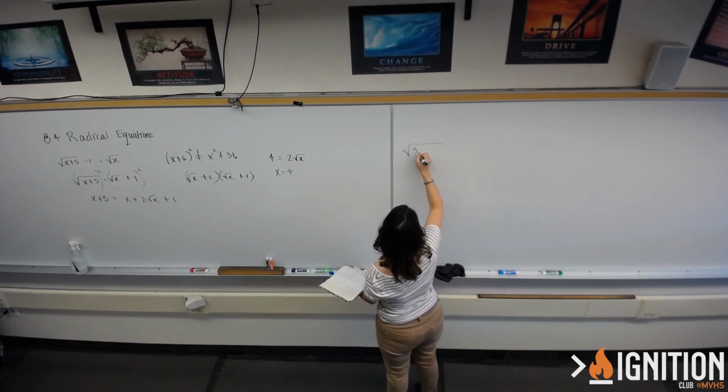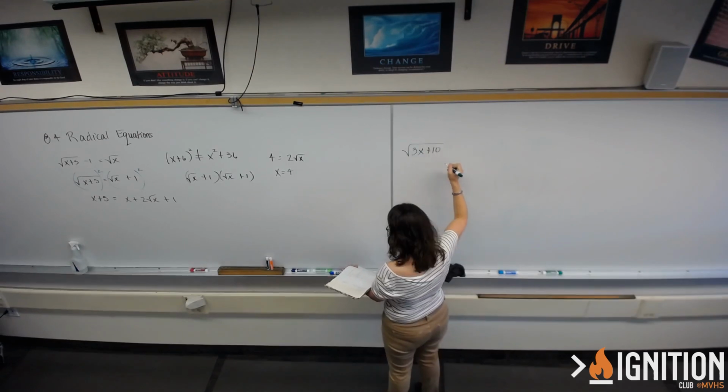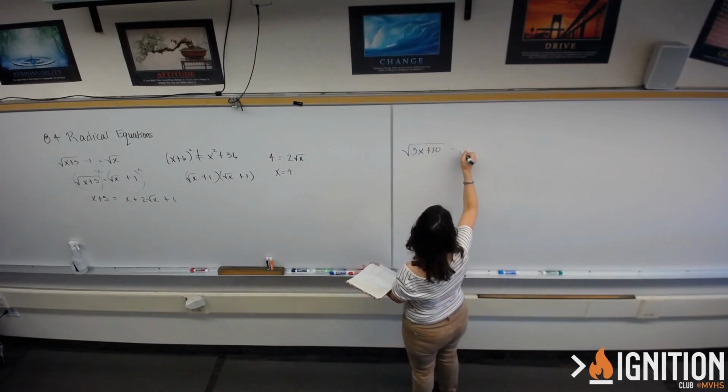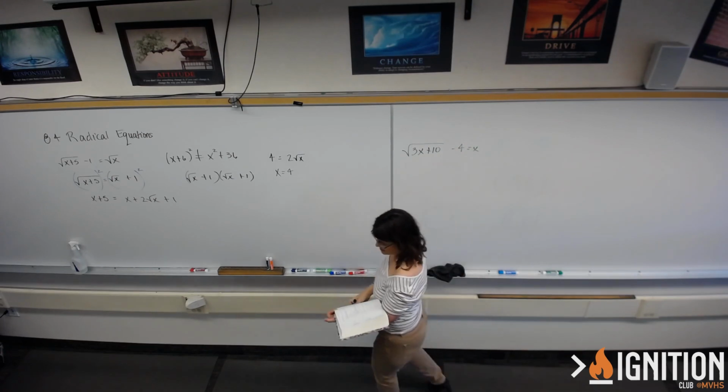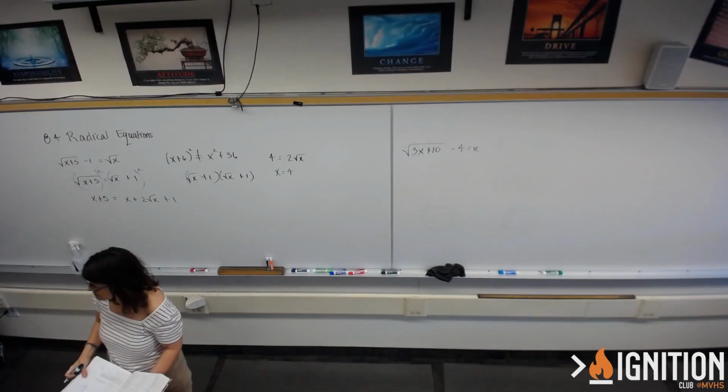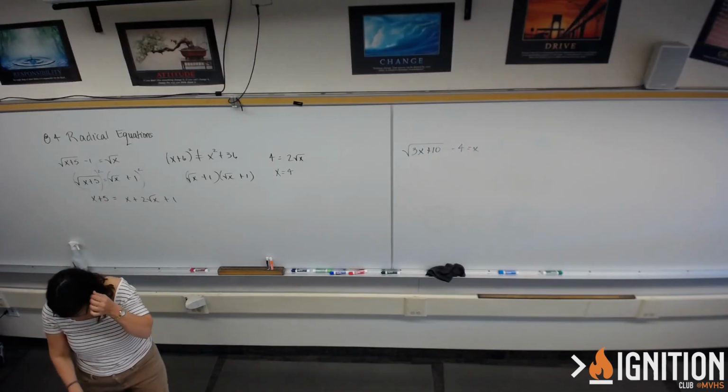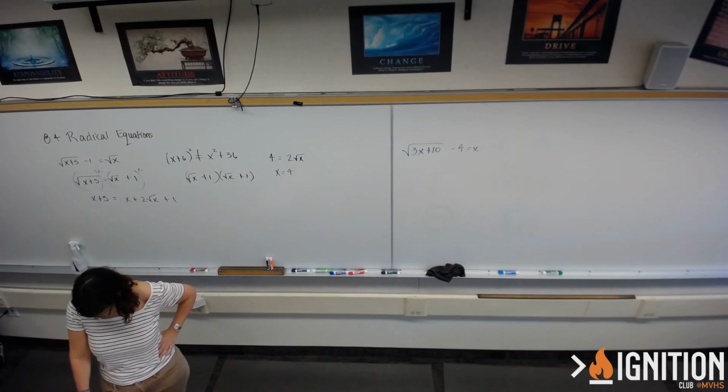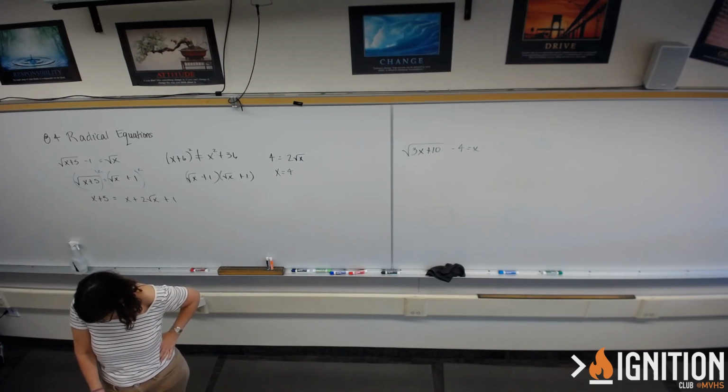Root 3x plus 10 minus 4 equals x. And we'll do that one. That one's good. That's a good one too.